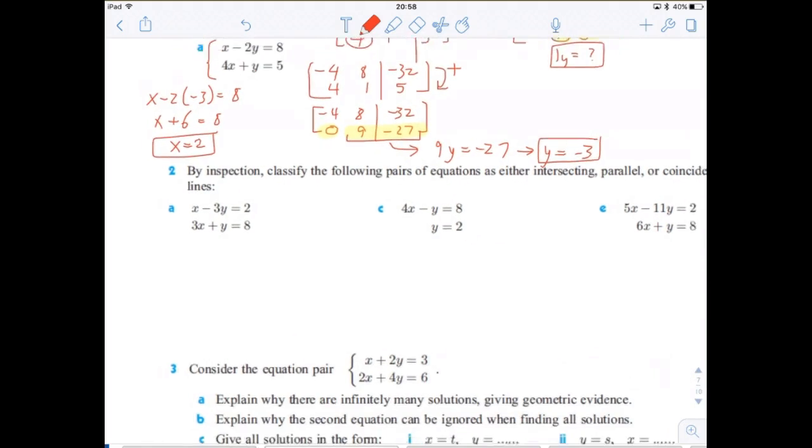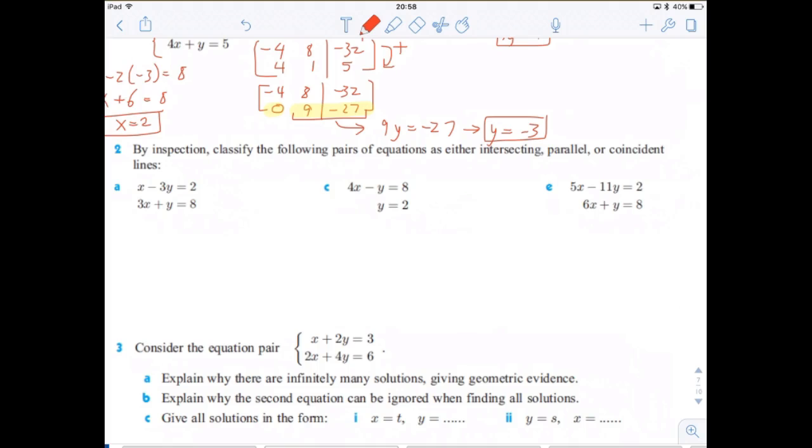By inspection, classify the following pairs of equations as either intersecting, parallel, or coincident lines. Okay. So when you look at these, let's write them as an augmented matrix, so you can kind of see what it looks like and how you can identify them as a certain kind of system. Okay, 0, 2. This is a kind of a tricky one, right? 0, 1, 2. Almost made a mistake there. 5, negative 11, 2. 6, 1, 8.